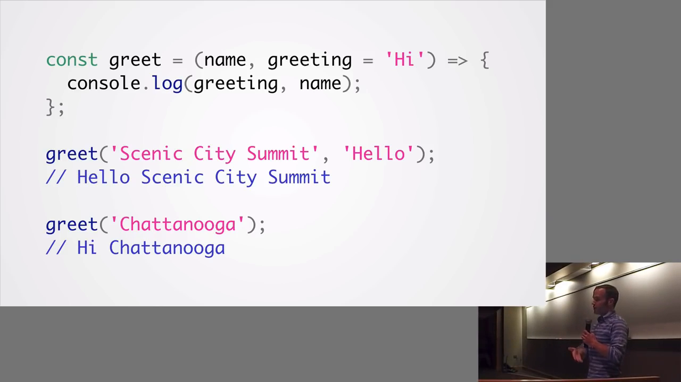So greet here has a name argument and a greeting argument, which we say has a default value of hi. So if I call greet with Scenic City Summit and hello, then I'll get back hello Scenic City Summit because I've passed in both arguments. But if I say greet with just Chattanooga, I have not supplied a value for greeting, so it'll use the default value, which is hi, and we'll just print out hi Chattanooga.